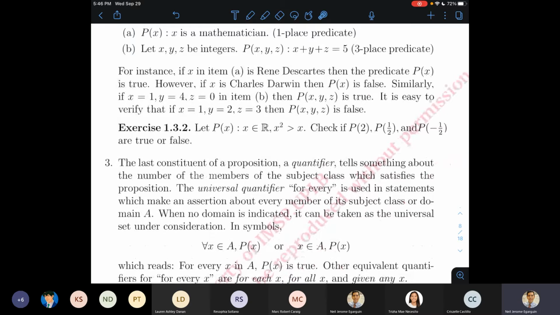Any questions? Puro terminologies pa lang naman, no? But let me know if you want some things to be clarified.